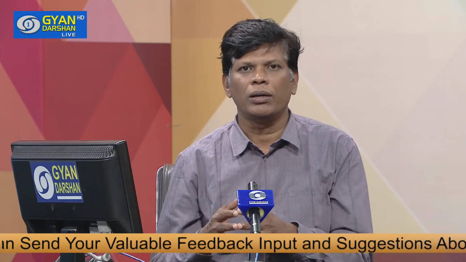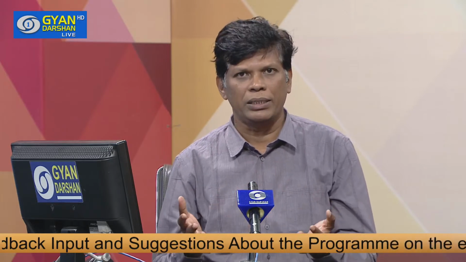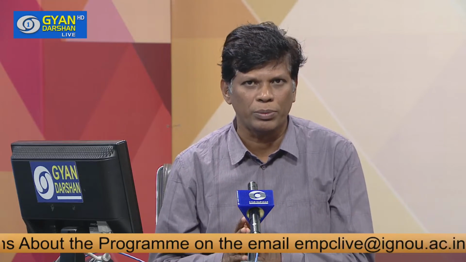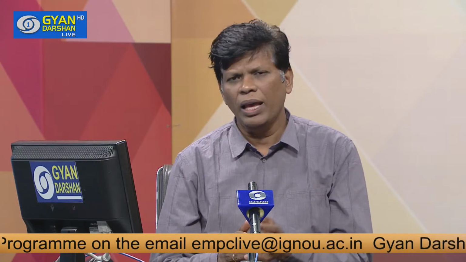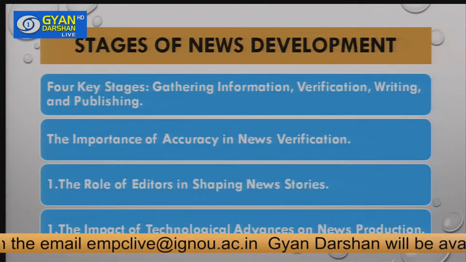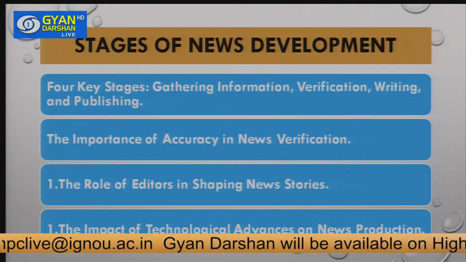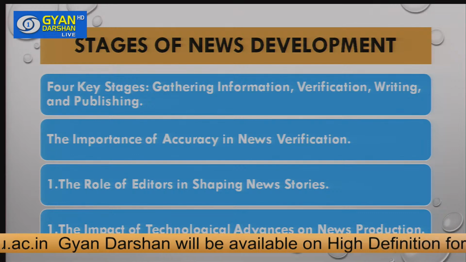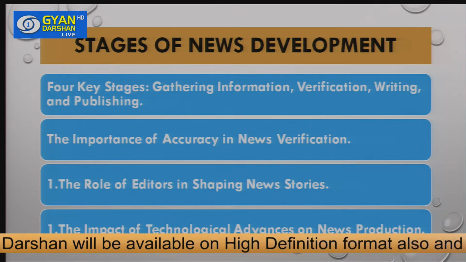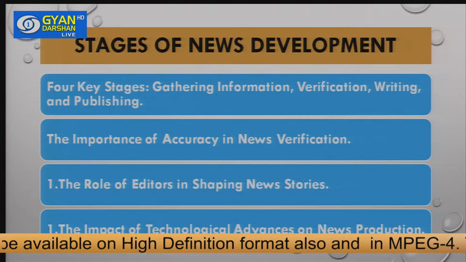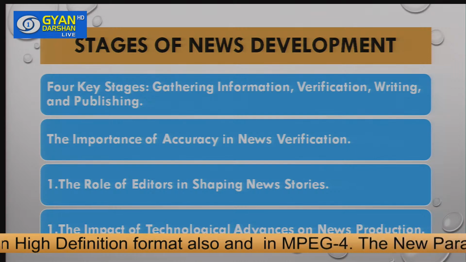So once verification is over, put together all the information and write a story or produce a story or create a story for different platforms and disseminate. These are fundamentally the 4 different stages of news development. And in this process, accuracy is a crucial component during the verification, because journalism is frequently quoted as literature in a hurry.